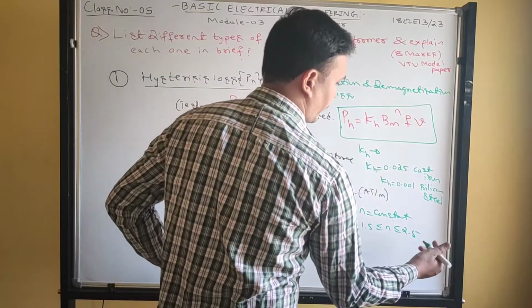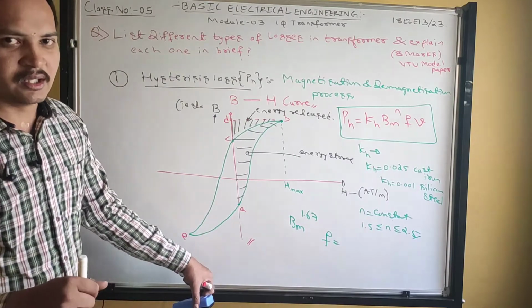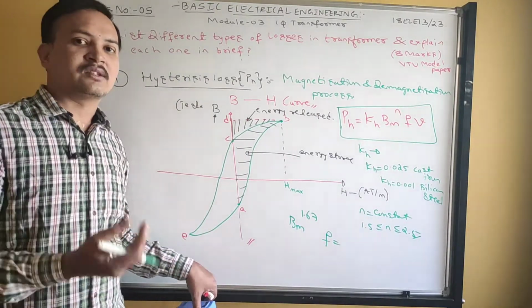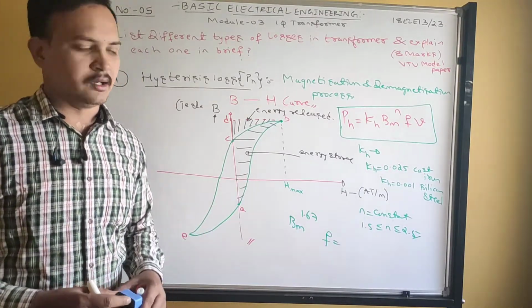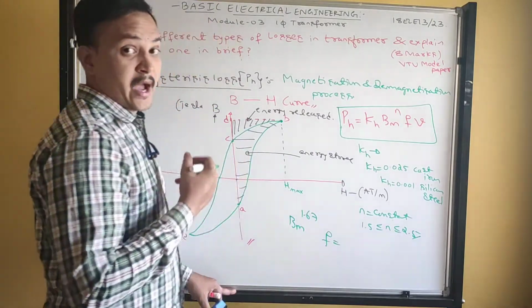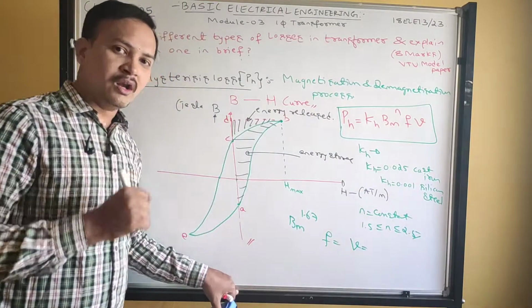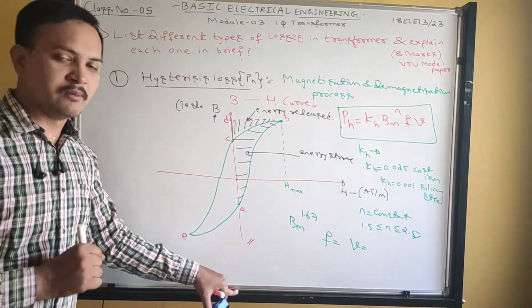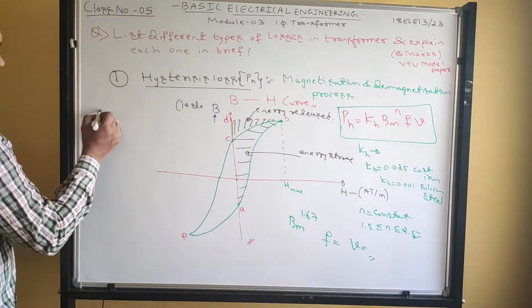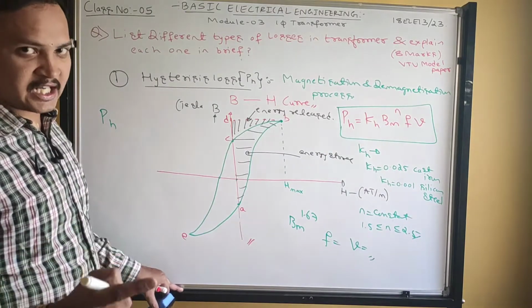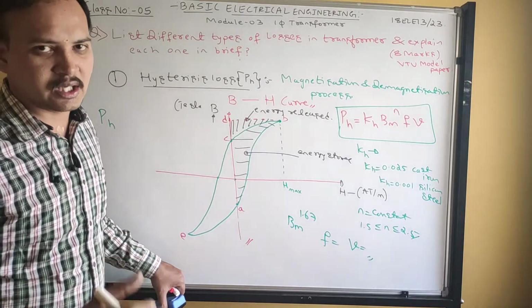Then next is F. F is nothing but frequency in hertz. What do you mean by frequency? The frequency of flux reversal. Alternating flux keeps on changing, positive cycle and negative cycle. That is called the frequency of the magnetic flux reversal. Then V is nothing but the volume of the core material. So remember, in the viva they will ask whether hysteresis loss is directly proportional to the frequency or inversely proportional to the frequency. Such things they are going to ask.